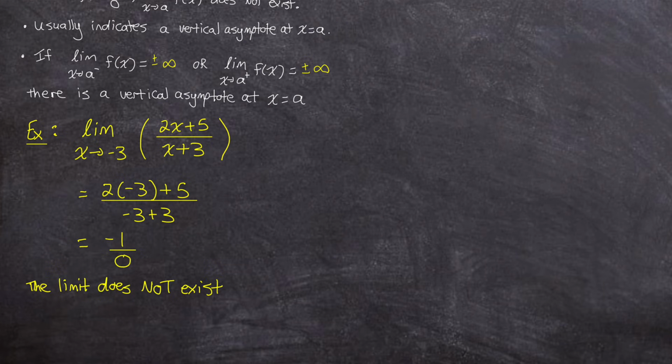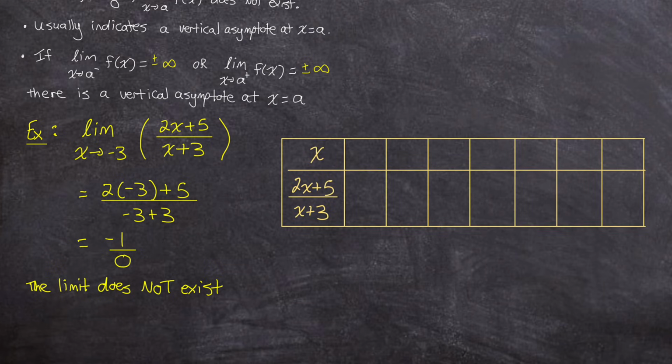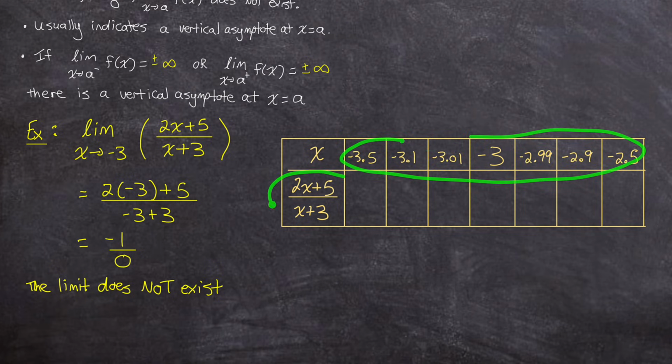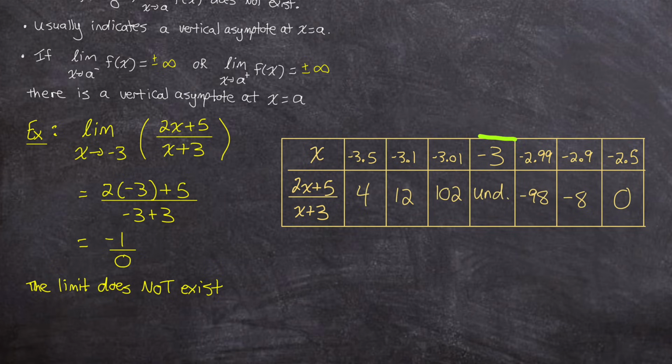So I'll make an xy table, and in this table, I'm going to put the x value of -3 in the middle of the table, and then choose x values that approach -3 from the left and from the right. And then for each of these x values, I'll use my function to calculate its corresponding value of y. Now let's focus in on when x is -3. The function doesn't exist, we know that, it's undefined.